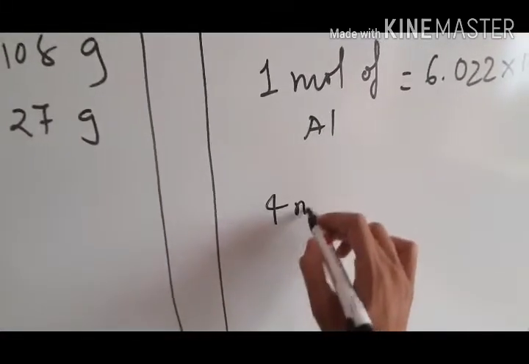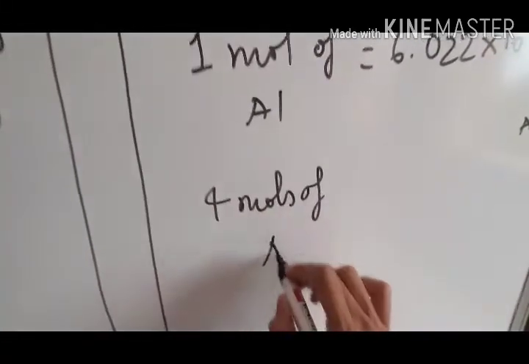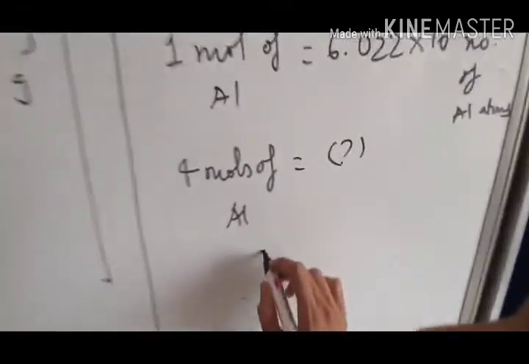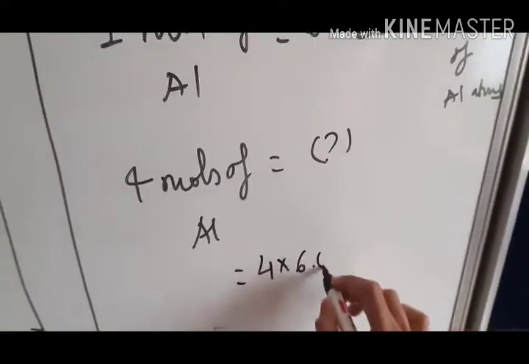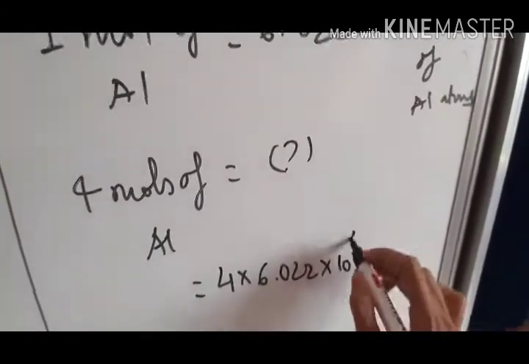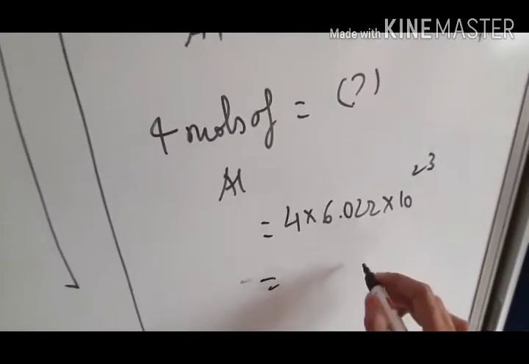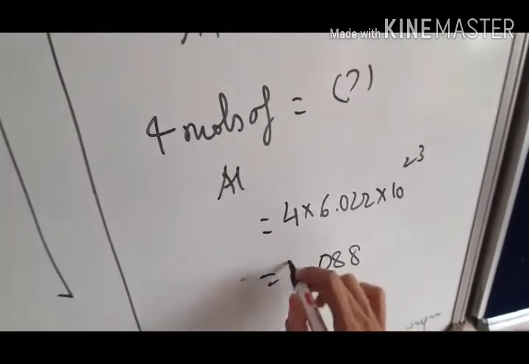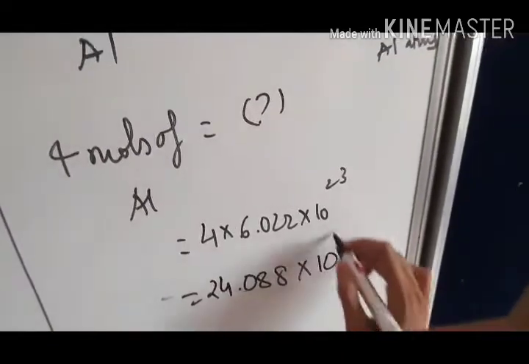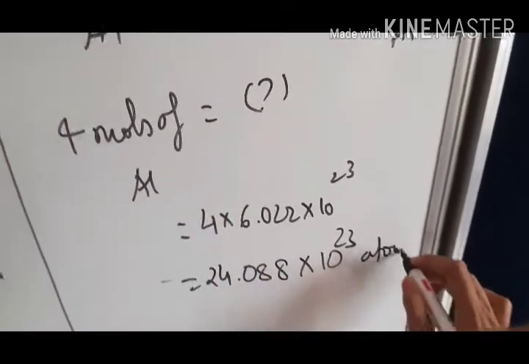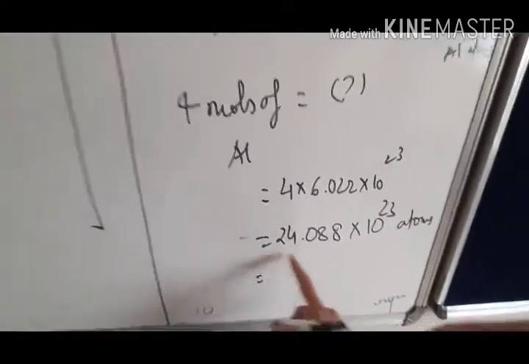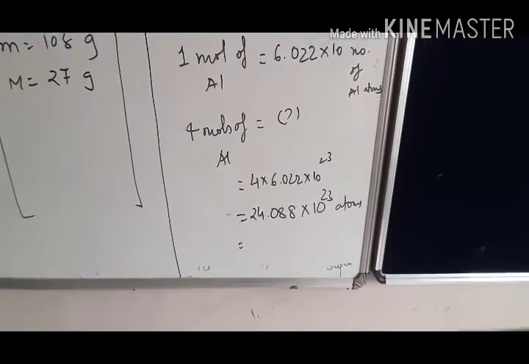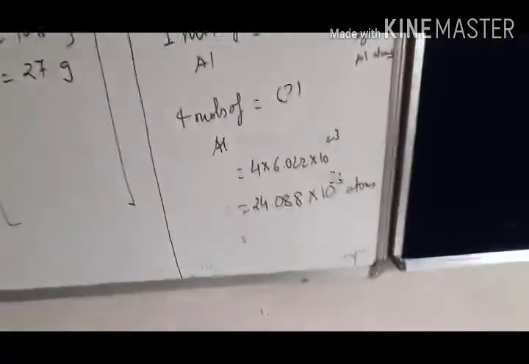So 4 moles of aluminium is equal to what? That is equal to 4 into 6.022 into 10 raised to 23. 2 4s are 8, 0 into 4 is 0, 6 4s are 24, into 10 raised to 23 atoms. Now if we want the answer in a single digit form, we can write it as 2.4088 into 10 raised to 24 atoms.